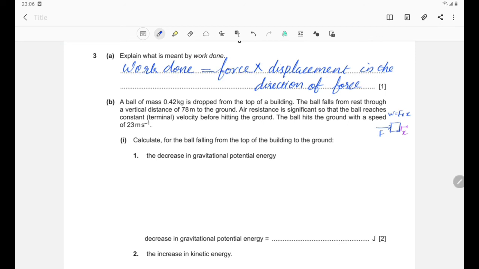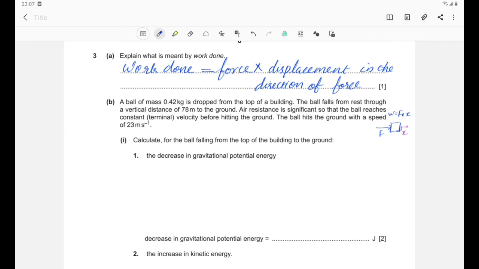Part B. A ball of mass 0.42 kilogram is dropped from the top of a building. The ball falls from rest through a vertical distance of 78 meters to the ground. Air resistance is significant so that the ball reaches constant terminal velocity before hitting the ground. The ball hits the ground with a speed of 23 meters per second. Calculate, for the ball falling from the top of the building to the ground, the first one, the decrease in gravitational potential energy.